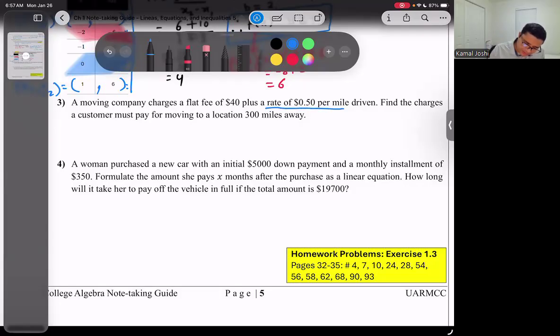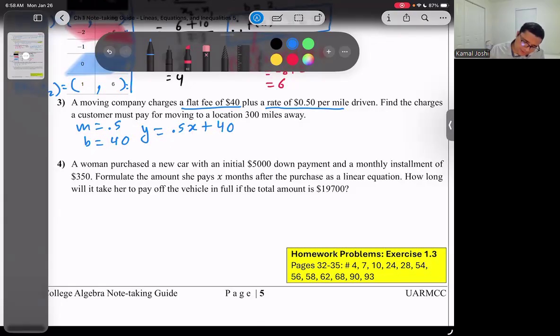Now, if you have given a thought, the rate of 0.5 dollars per mile, so clearly the rate means that's the slope. Flat fee, that is, you pay that as soon as you book the services, right? So that is your initial charge, $40. So b is 40. Find the charges. Now let's write the model first. The model would be y equals mx plus b. So 0.5x plus 40.